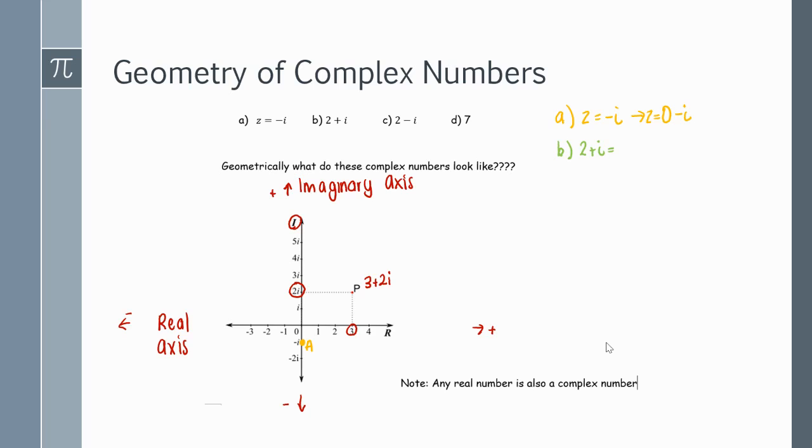For B, we have 2 plus i equals z. This means I'm going to go 2 in the positive direction of my real axis, and I'm going to go up 1 on my imaginary axis. I put the point in, so this is the complex number 2 plus i, and I'm going to call it B.